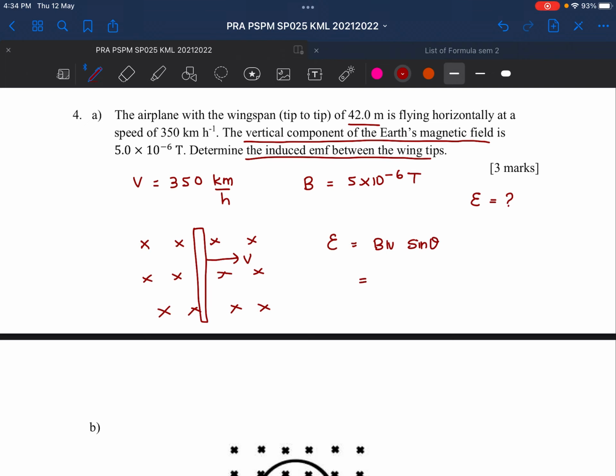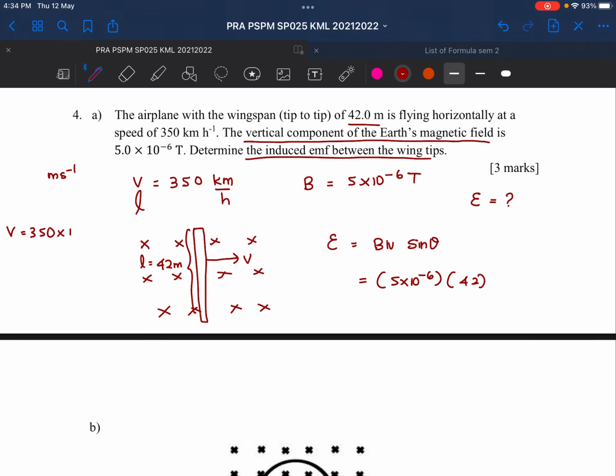Okay, so our B is 5 darab 10 kuasa negatif 6. And then actually this is our L lah kan. Kapal terbang tu daripada hujung ke hujung 42 meter. So this is our L. However, we have to change our V lah. Okay, so V ni 300, mesti tukar kepada meter per second dalam SI unit dia lah.